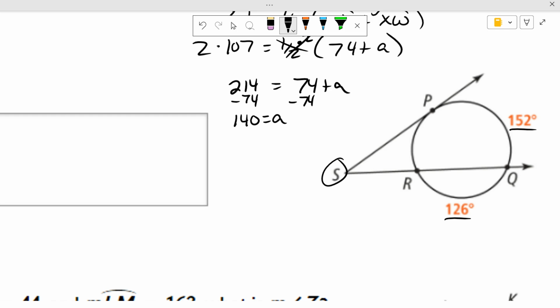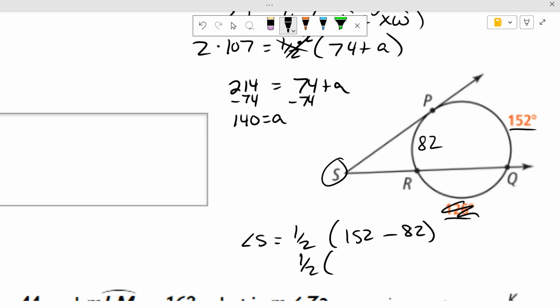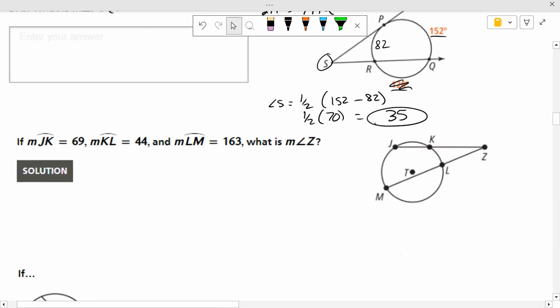What's left? 82. 82 is what's left. So angle S equals 1/2 of the big part, 152, minus the little part, 82. This has nothing to do with it because it's on the outside of the angle. So 1/2 of 70, which is 35. It's a 35-degree angle. Okay, angles. We should be good with angles now, right?